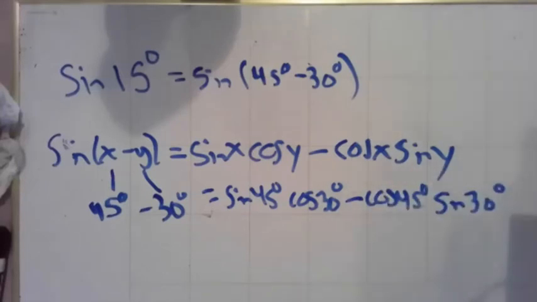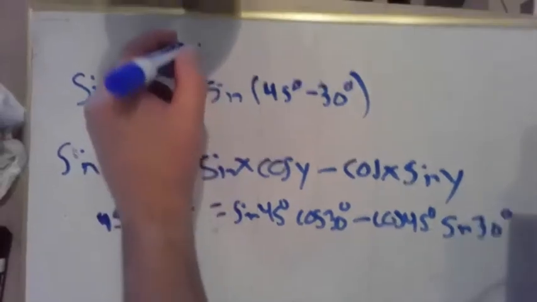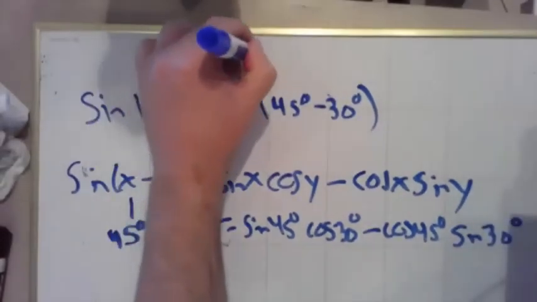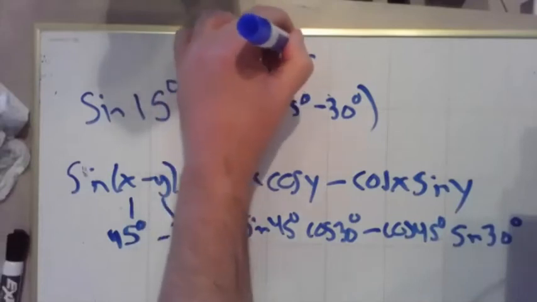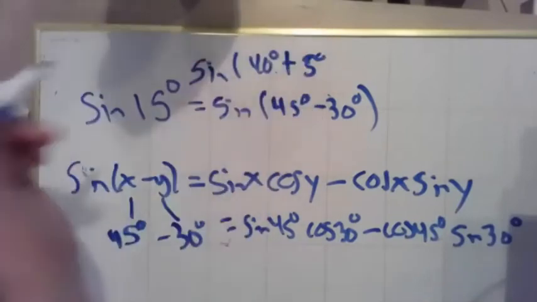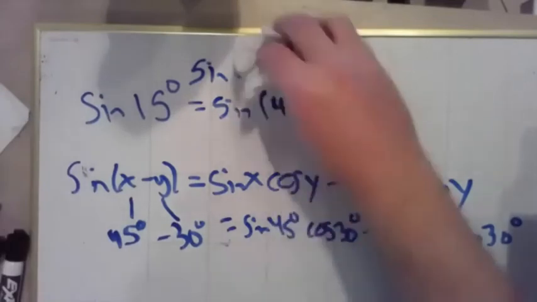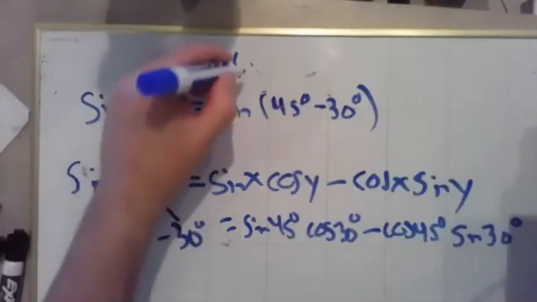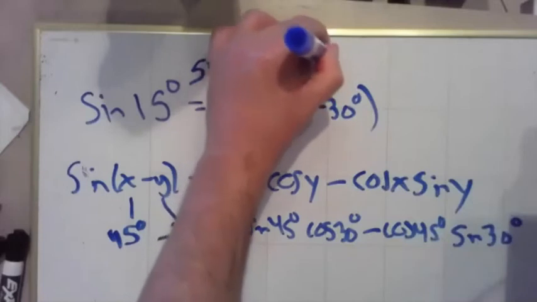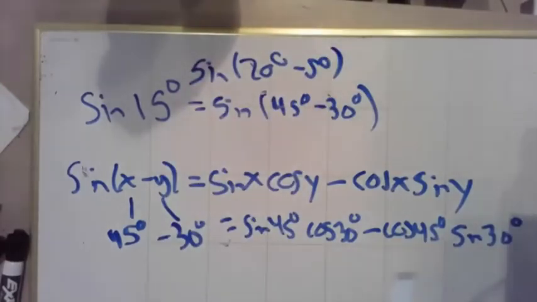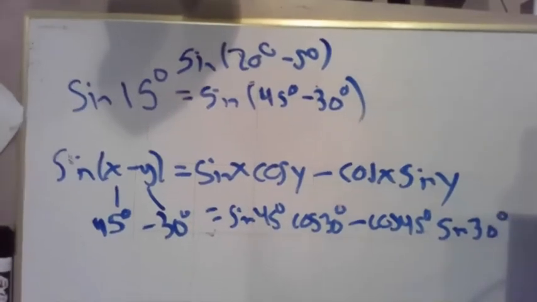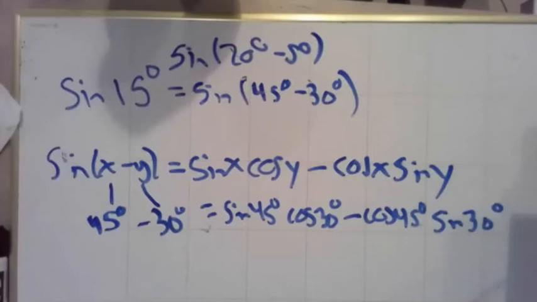Hey, I know all of these. If I didn't know all of these, this wouldn't have done me any good. I could have written sine of 40 degrees plus 5 degrees. Or, no, that wouldn't give me 15. 20 plus minus 5. 20 minus 5 is 15, but then I'd have a bunch of 20s and 5s here, and I don't know sine of 20. I don't know sine of 5. We're trying to use unit circle angles.